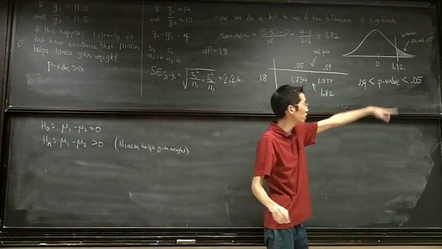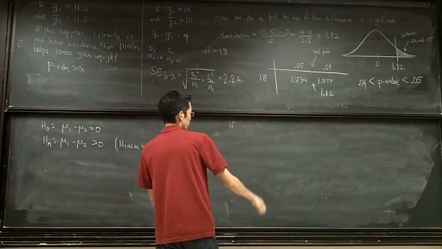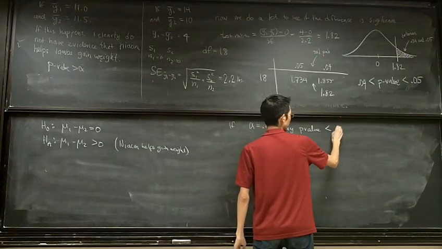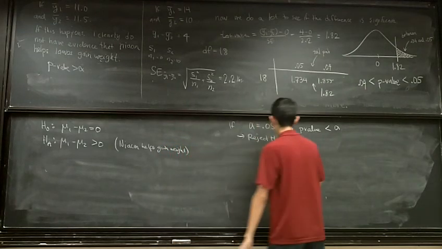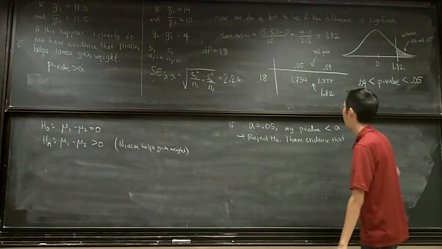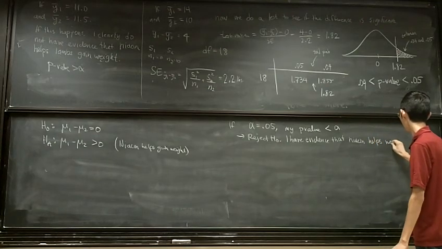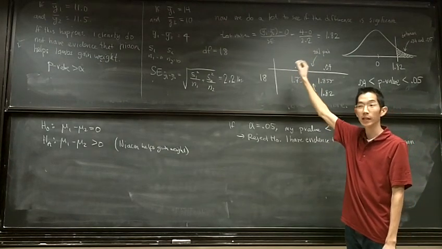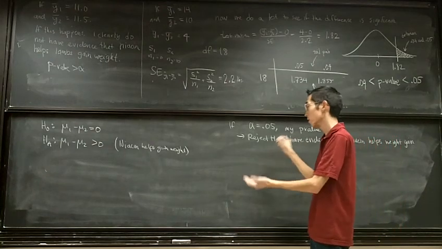Okay, so if this is my p-value, 0.04, between 0.04 and 0.05, if alpha is equal to 0.05, my p-value is less than alpha, which means I reject the null hypothesis, and this means I have evidence that niacin helps weight gain. Or in other words, the difference of 4 pounds between the niacin group and the control group is significant enough to make the difference significant. I'll just say it's significant.